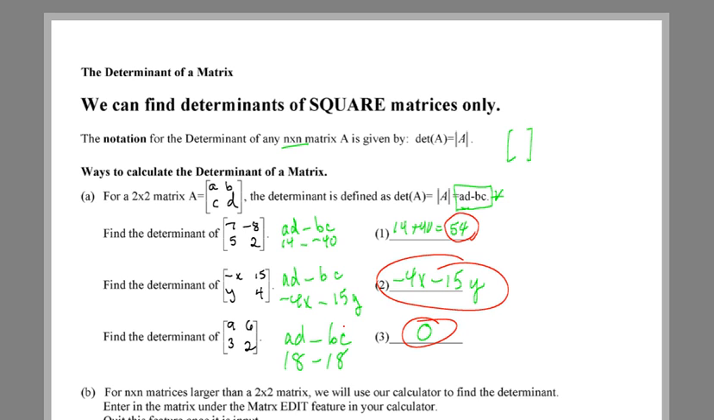3 determinants, positive 1, a 0, 1, and 1. That's an expression. Now let's expand on this guy a little bit.